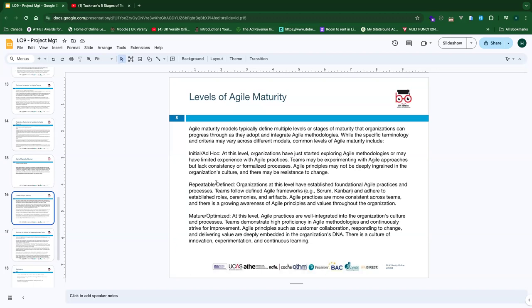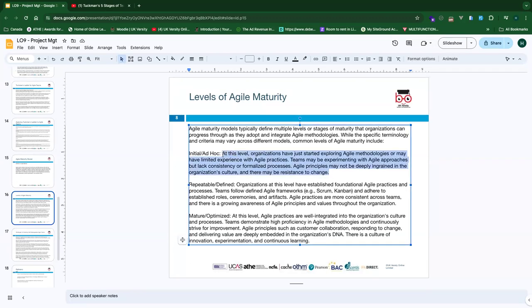So in this level, organizations have just started exploring agile methodologies or may have limited experience with agile practices. Teams may be experimenting with agile approaches, but lack consistency or formalized process. Agile principles may not be deeply ingrained in the organization's culture, and there may be resistance to change. So this is usually the first phase, whereby you introduce the agile system into the company. The company may find it difficult to adapt to change, which is literally resistance to change.